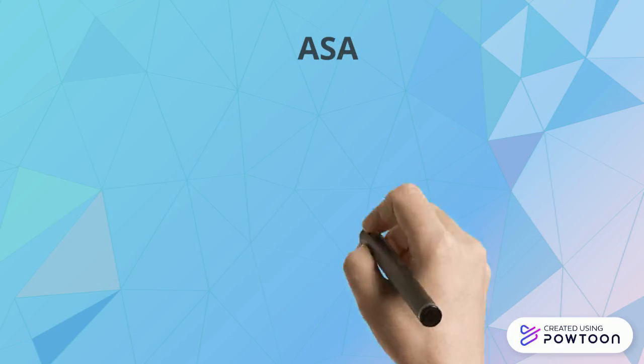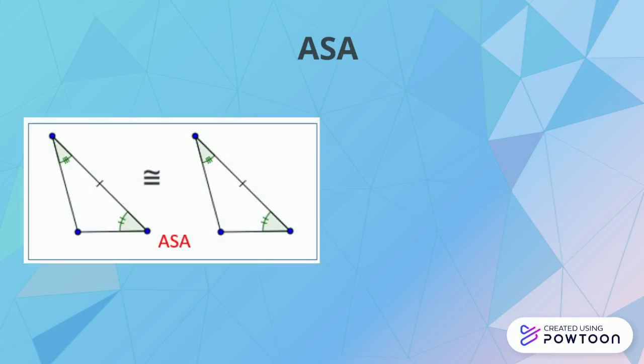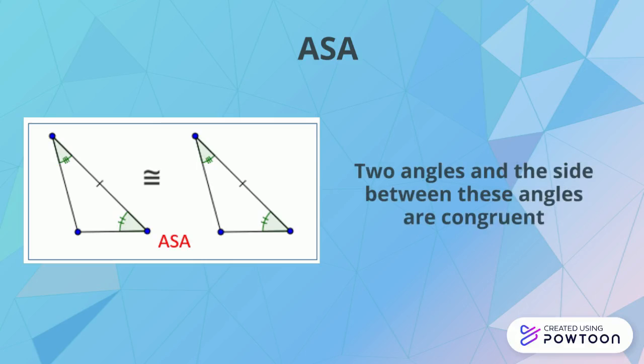With angle, side, angle, we are given 2 angles on each triangle that are marked as congruent to the corresponding angle, and the side in between these angles is also marked as congruent. So we have an angle, the side in between, and the other angle.